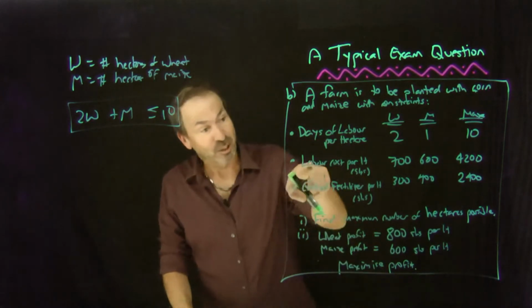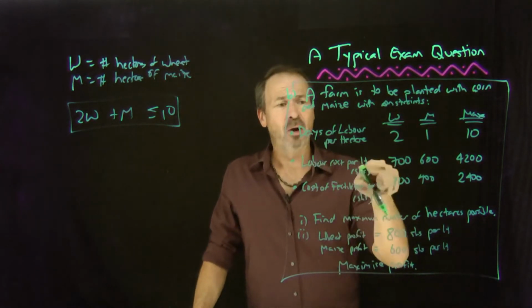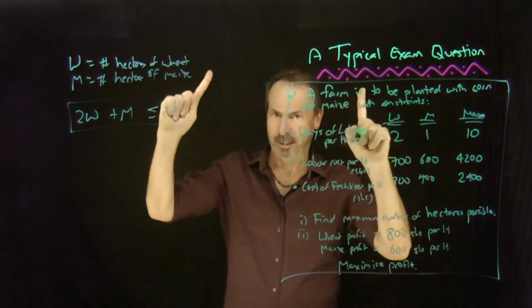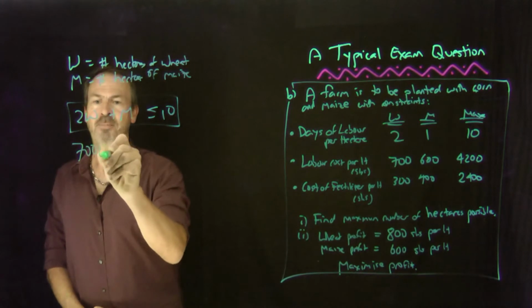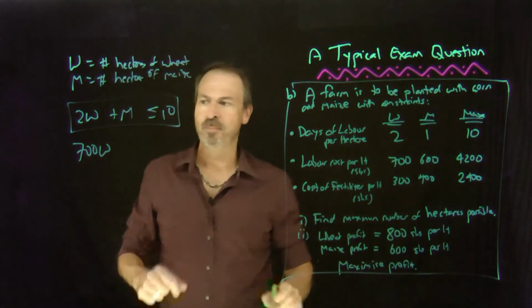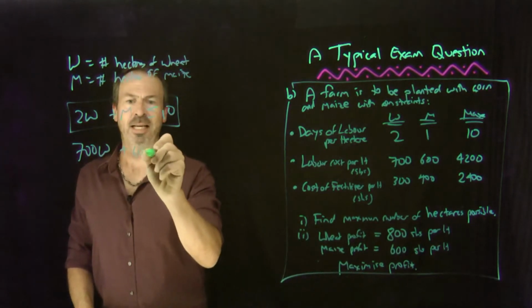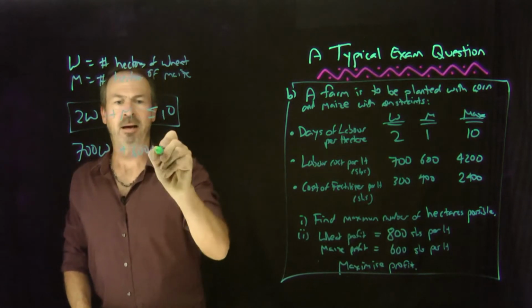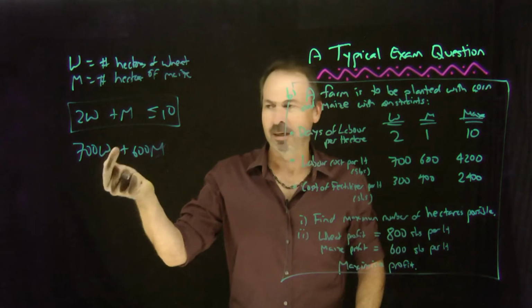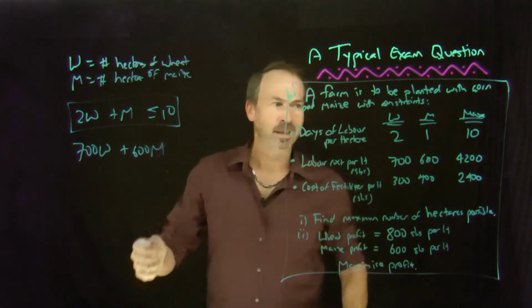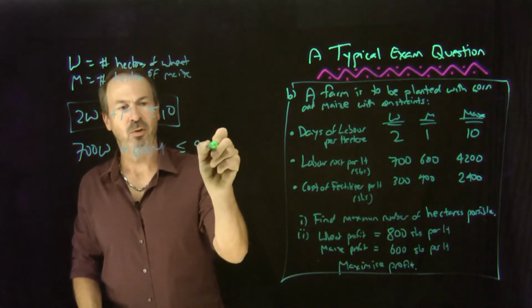All right, next constraint. The labor cost per hectare. So this is all per hectare, so that's good. 700 shillings for each wheat hectare I've got, plus 600 shillings for each maize hectare I have, and I want that total cost, 700 for each of W hectares, plus 600 for each of M hectares, I want that total to be less than or equal to 4,200.